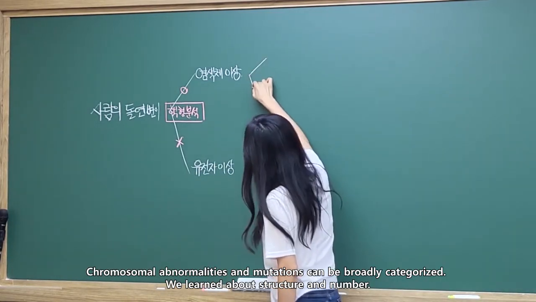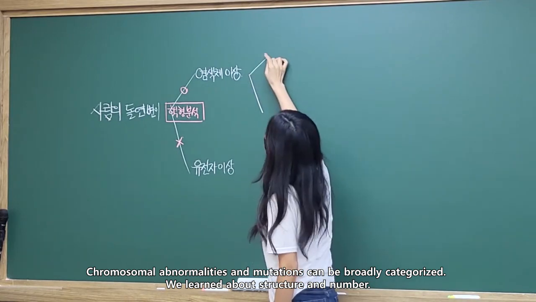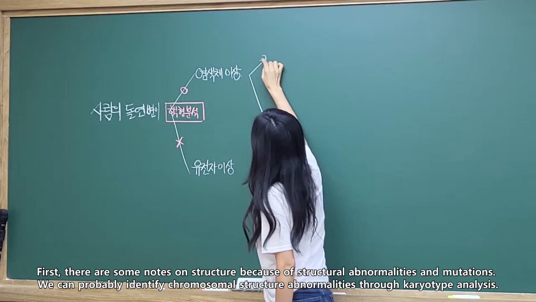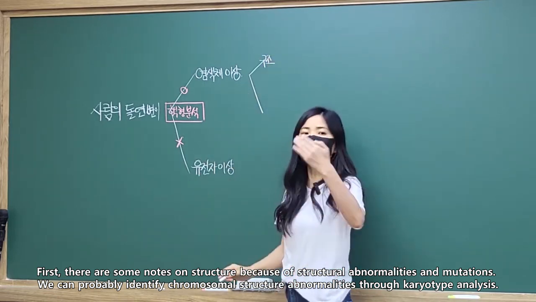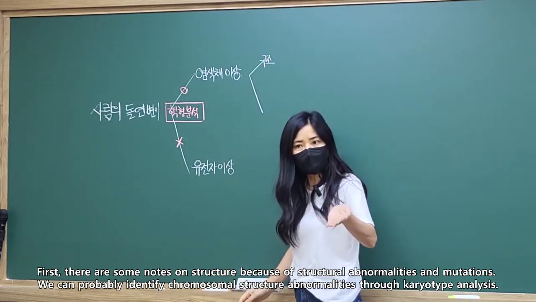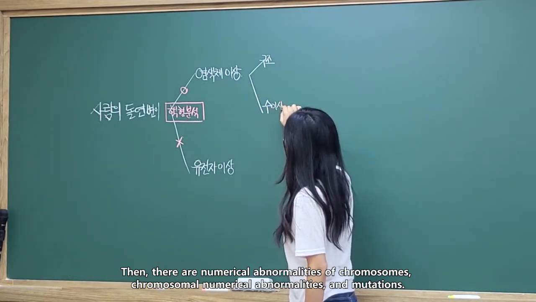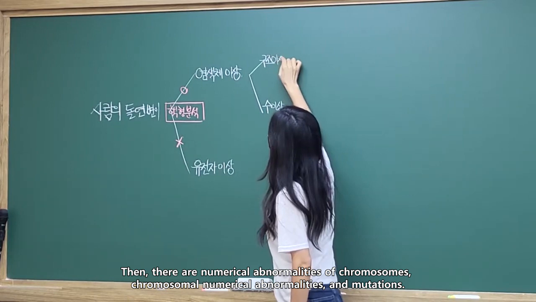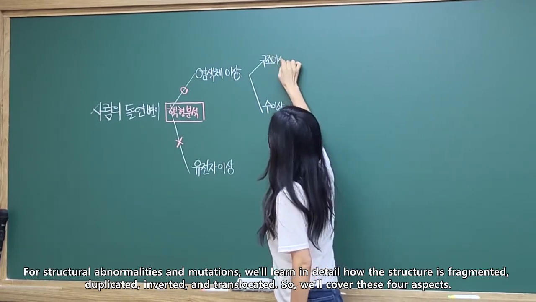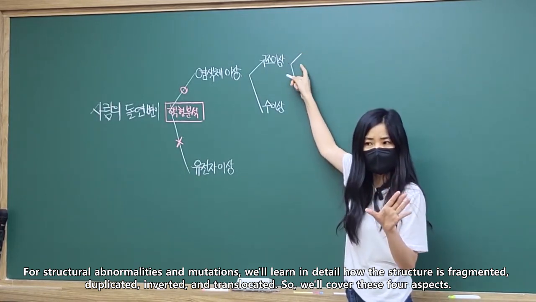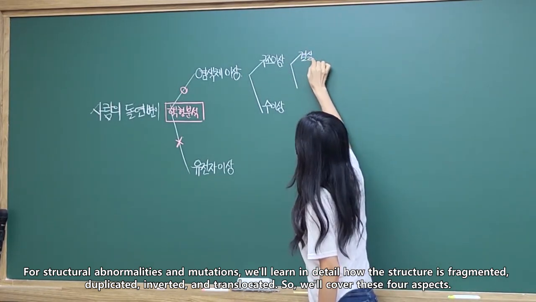And mutations can be broadly categorized. We learned about structure and number. First, there are structural abnormalities. We can probably identify chromosomal structure abnormalities through karyotype analysis. Then there are numerical abnormalities of chromosomes. In detail, structural abnormalities and mutations involve how the structure is fragmented, duplicated, inverted, and translocated. So we'll cover these four aspects.